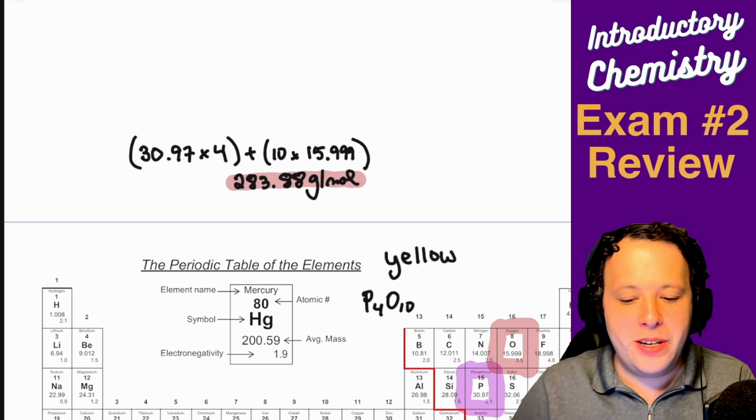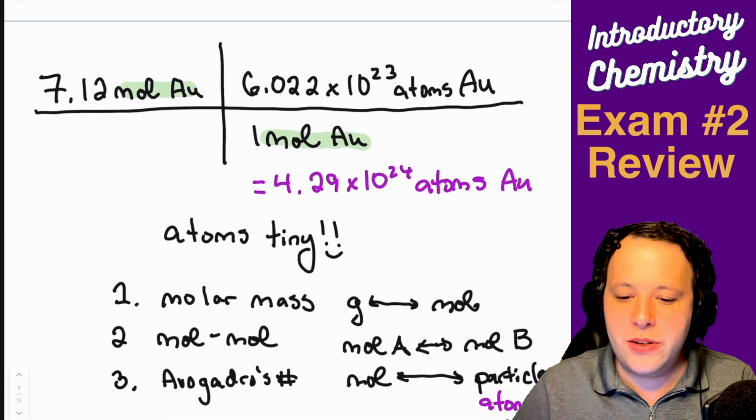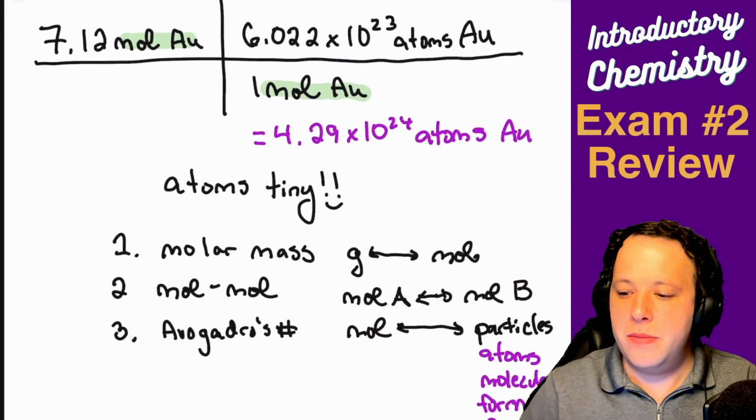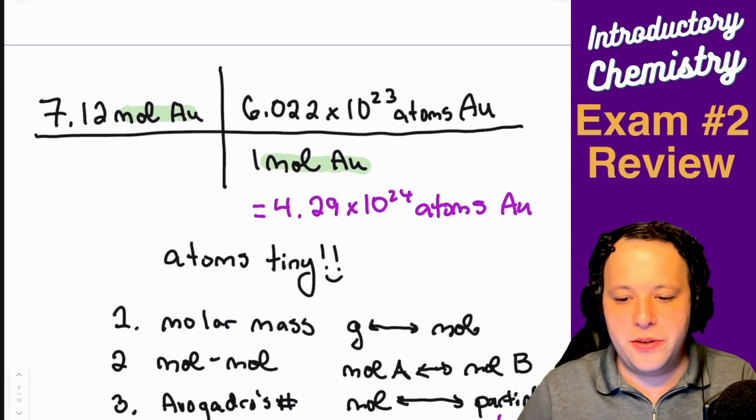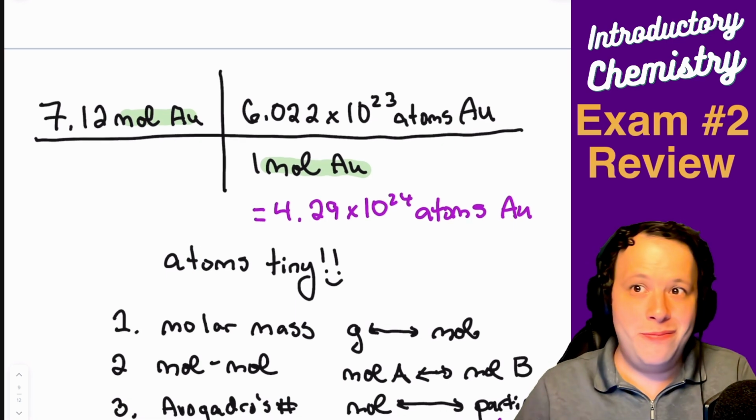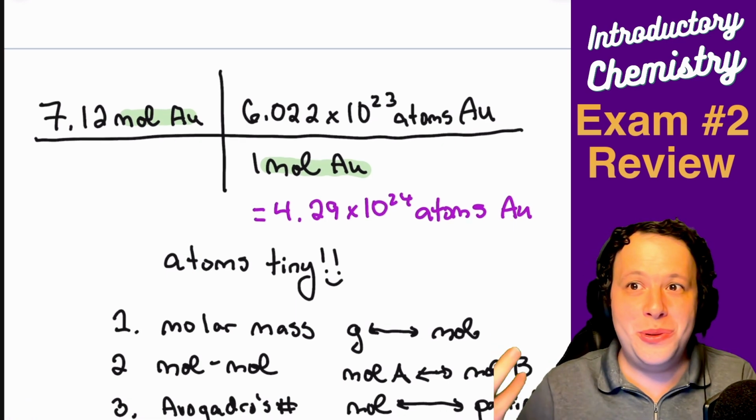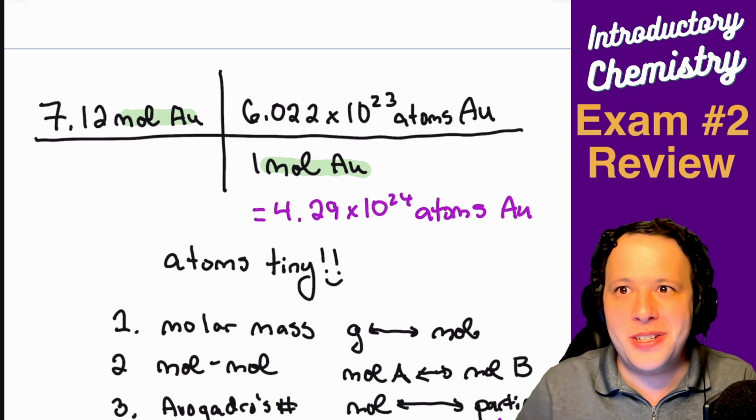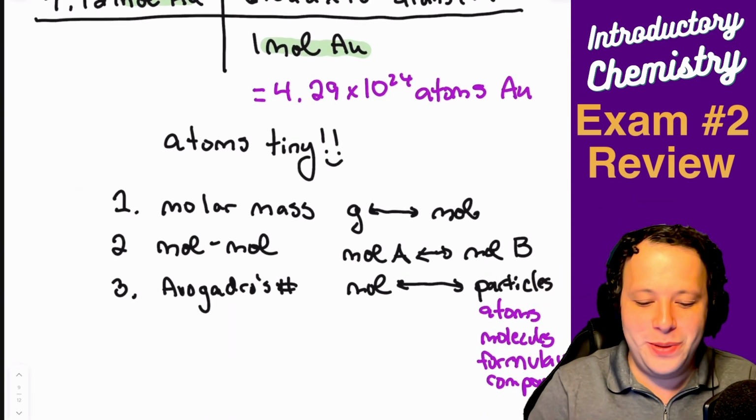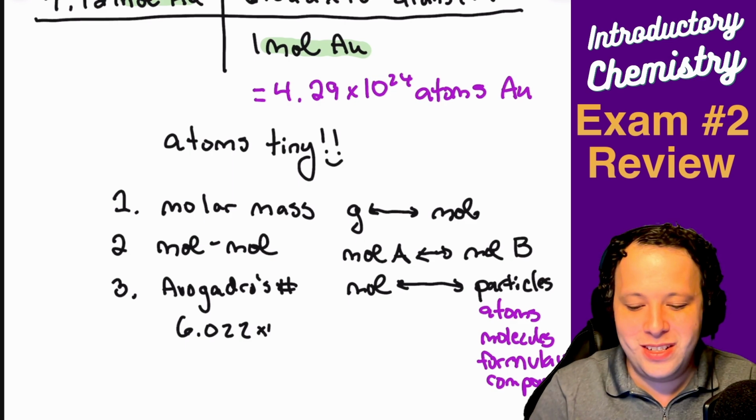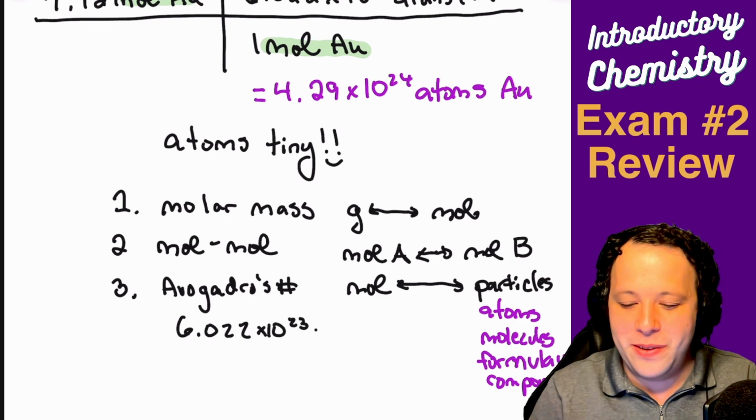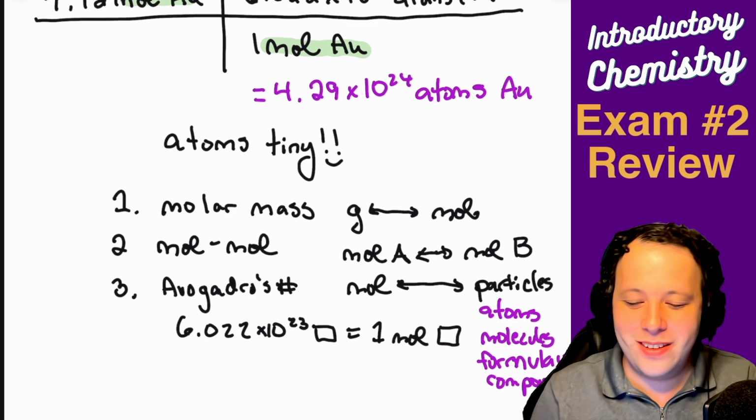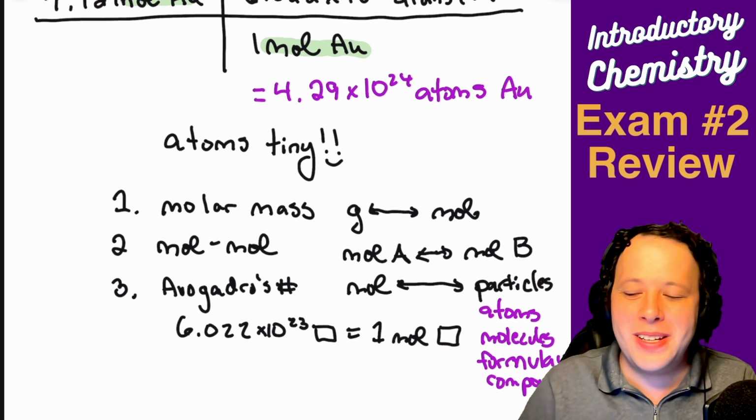For the last problem, where did I get the 6.022? That's just Avogadro's number. That's just the constant. So you can say you have 6.022 times 10 to the 23 of anything you want, and that's equivalent to 1 mole. You can do that for any of your Avogadro's number conversions. It's always 6.022 times 10 to the 23, whatever thing it is, equivalent to 1 mole of that thing, whatever it is. Okay?